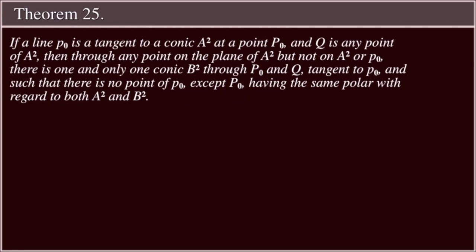If a line p0 is tangent to a conic A² at a point P0, and Q is any point of A², then through any point in the plane of A², but not on A² or p0, there is one and only one conic B² through P0 and Q, tangent to p0, and such that there is no point of p0 except P0 having the same polar with regard to both A² and B².